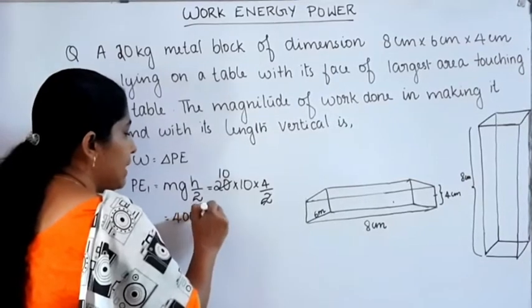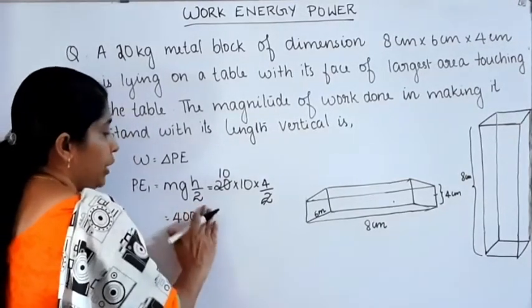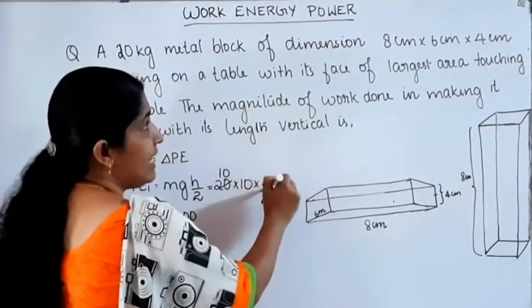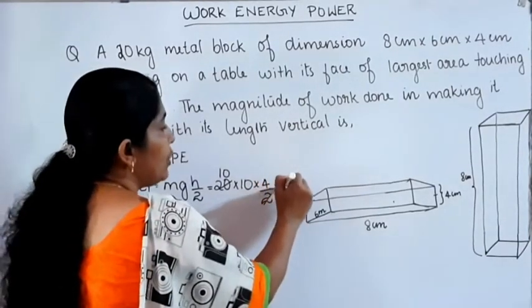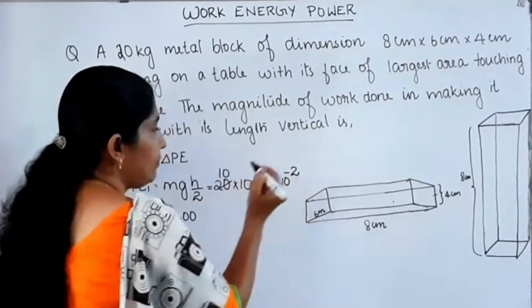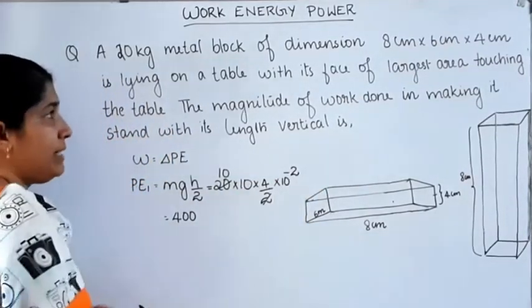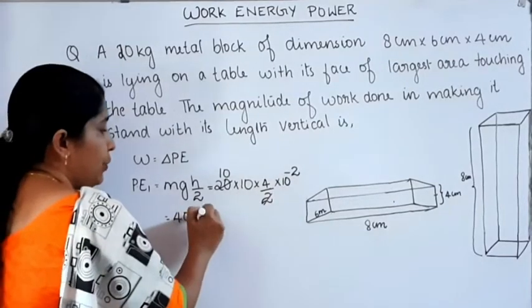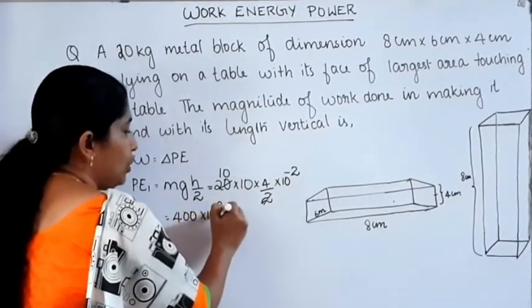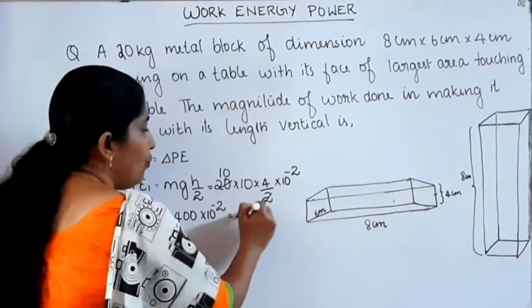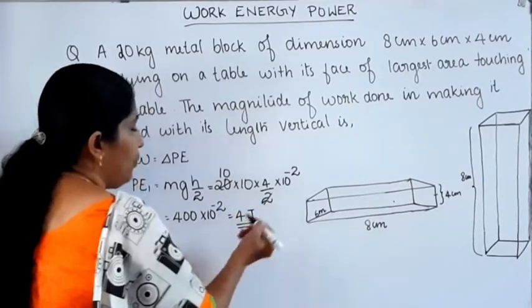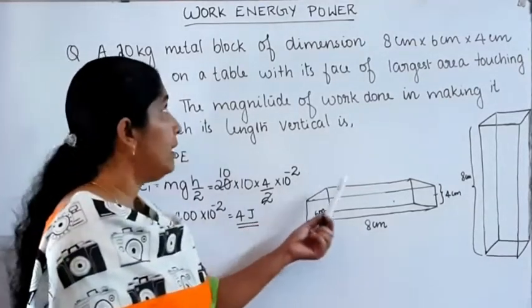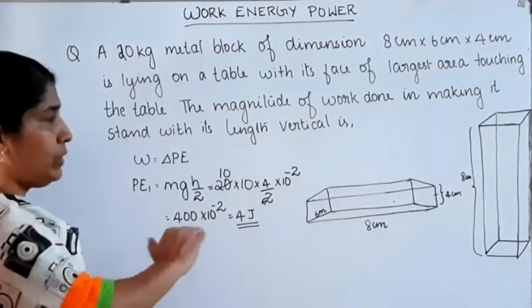400 into 10 raised to minus 2, since 4 centimeter is the height, so 10 raised to minus 2, then into 10 raised to minus 2, that's equal to 4. Okay, 4 joule is the answer. 4 joule is the potential energy when the block is lying on the table.